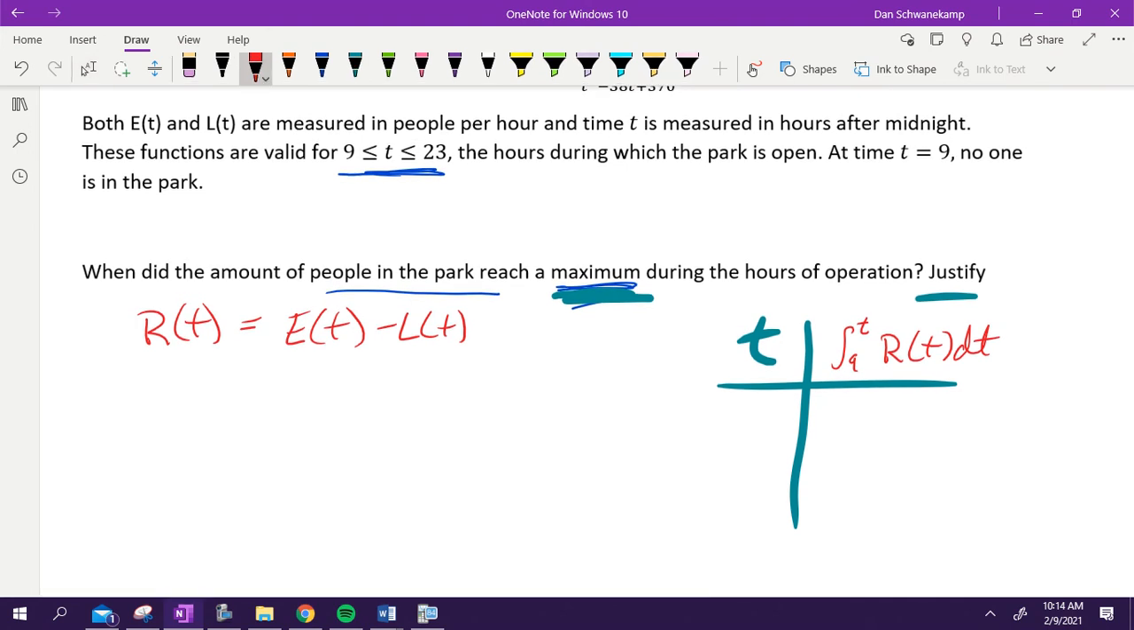When can maximums happen? Endpoints and critical points. So I know the endpoints are 9 and 23 because those were the hours of operations. Critical points are when the derivative is 0. So to find this number right here, you would take your rate and set it equal to 0. You would graph that in your calculator, E of T minus L of T, figure out when it crosses 0. That would be my value. We take those, plug it in, figure out when it's the biggest.